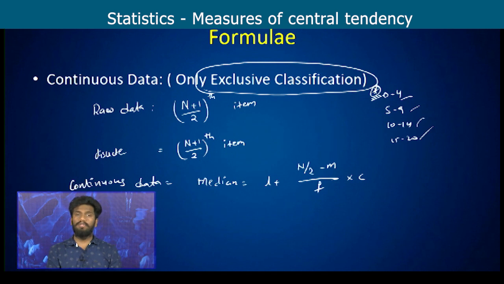We can also find median for open-end classes. Remember that we cannot find arithmetic mean for open-end classes, and we cannot find median for inclusive classifications. These are two very, very important points. So how can we find the median for open-end classes? That is the same formula. We have to use this only: L plus n by 2 minus m by f into c.